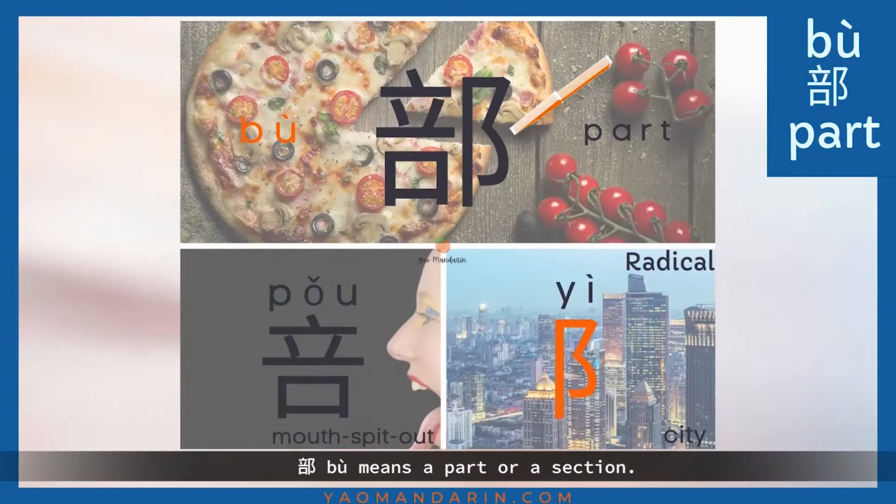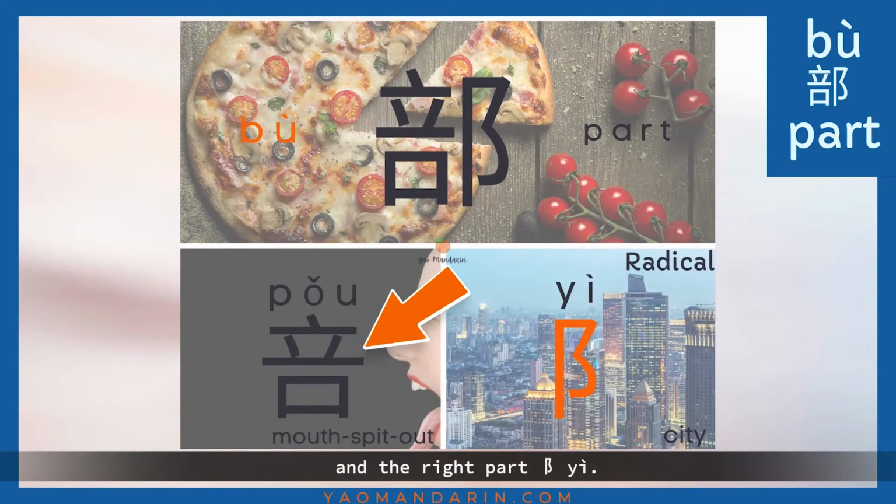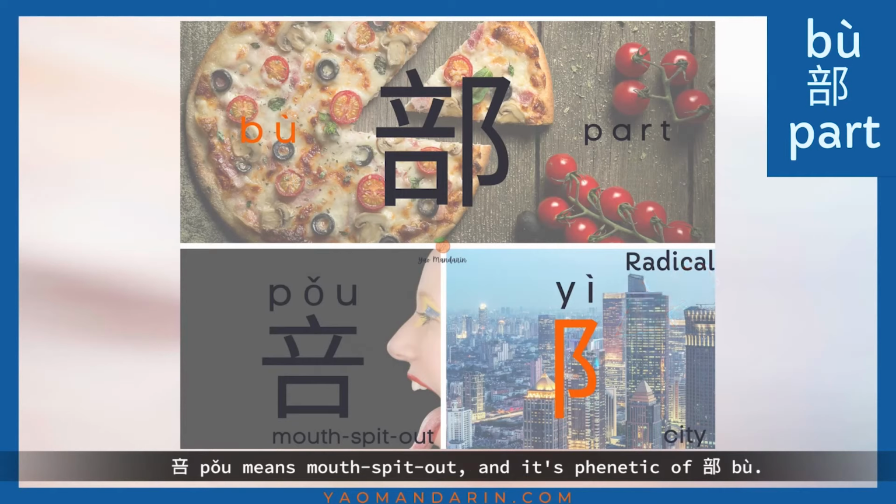部 means a part or a section. We can divide it into the left part, 咅, and the right part, 阝. 咅 means mouth spit out, and it's the phonetic of 部. We don't use 咅 alone in modern times.